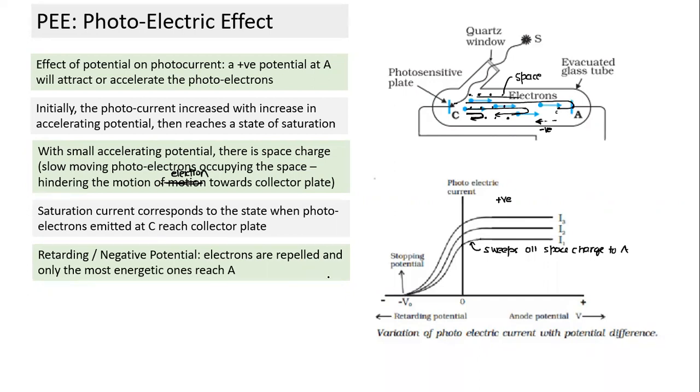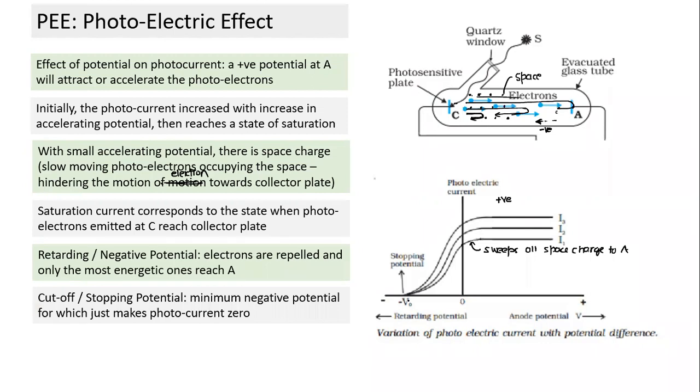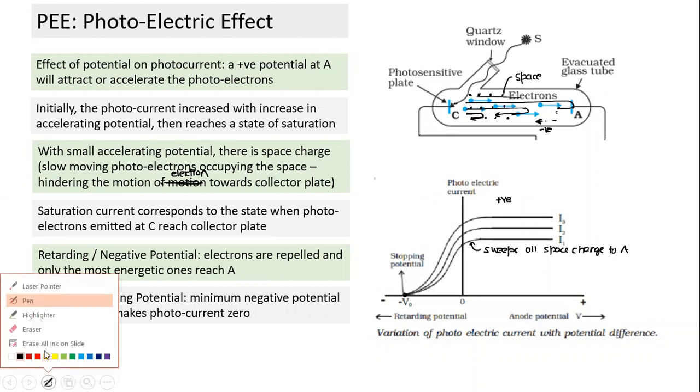When you apply negative potential, electrons are repelled, and only the most energetic ones reach A. Hence the proportion of emitted electrons reaching A will keep declining, and the current will also keep decreasing. And then we come to a point where nothing reaches. Let me try and explain what it means that nothing reaches.